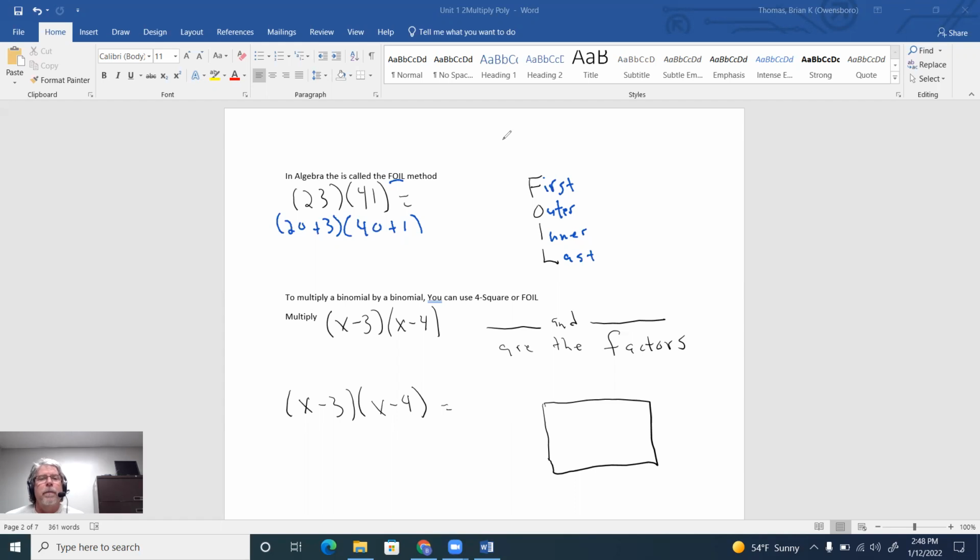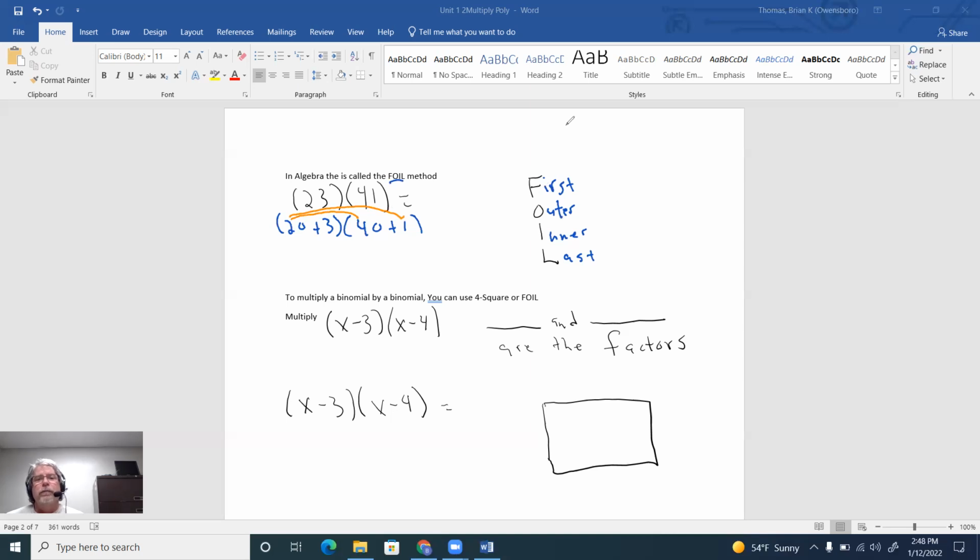Looks more algebra there. What we do again is, FOIL is basically a way to say distributive property, but it gives you a pattern. So the first just means the first term goes to the first term. So the first term of each binomial goes together. So the 20 goes to the 40. And then the outer means the 20 goes to the outside of the other one. So the 20 and 1 go together.